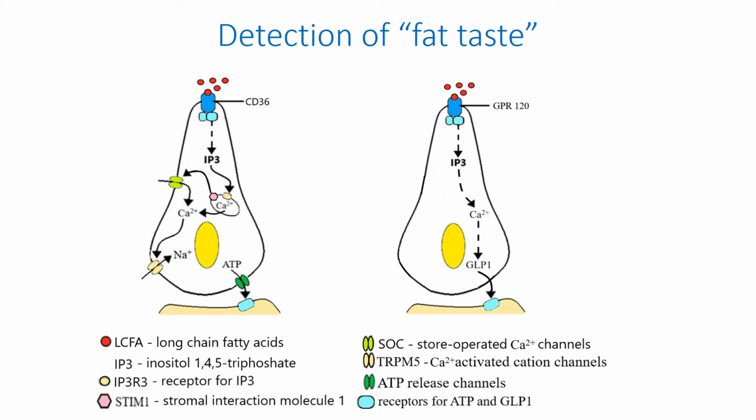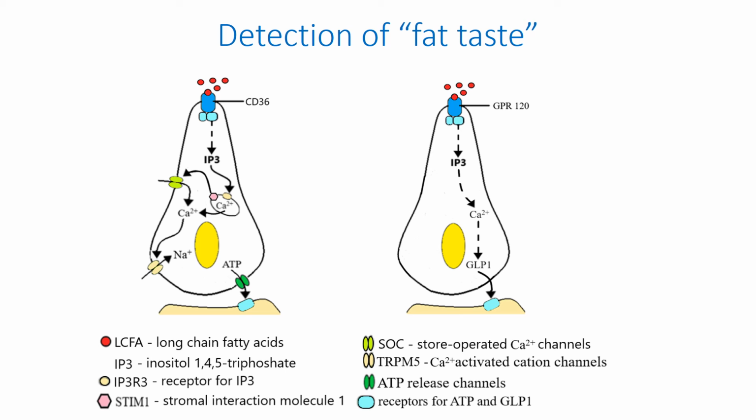Besides T1 and T2 receptors, some other G-protein-coupled receptors have been identified in taste buds. They contribute to the detection of nutrients even though they do not appear to mediate a distinct taste quality. GPR120 and CD36 were shown to detect long-chain fatty acids in the taste buds. Detection of long-chain fatty acids and transduction mechanism are also connected with an intracellular calcium ion increase, which results in the secretion of ATP or glucagon-like peptide 1 onto afferent nerve fibers.